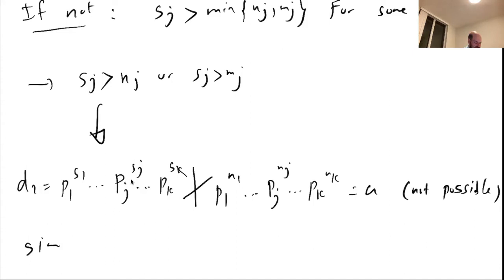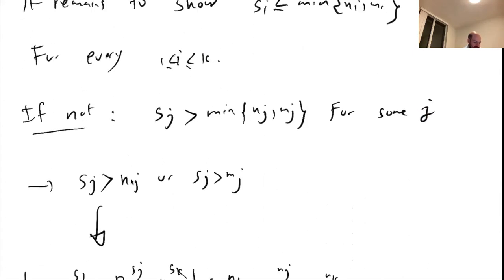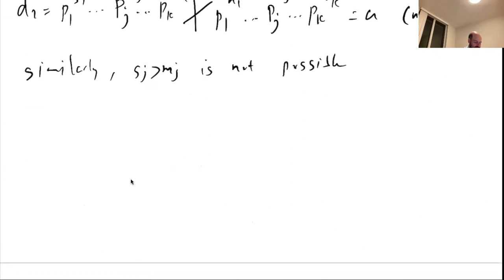Similarly, Sj bigger than Mj is not possible either. So that's it. So that means every Si is less than or equal to the minimum of Ni, Mi.